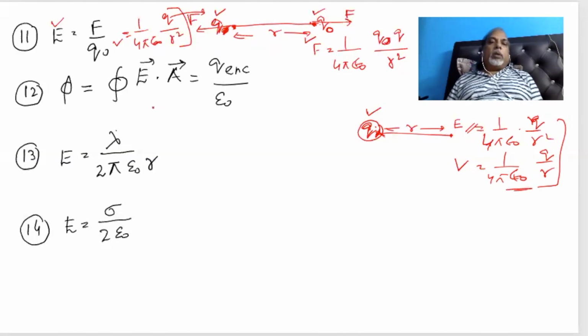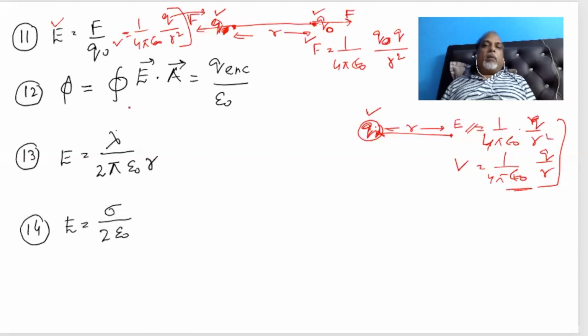Now we come to equation number 12, and this phi is called flux, and this is the Gauss law. This is equal to the closed integral of electric field E dot this area vector A, and this is equal to Q enclosed divided by epsilon 0.